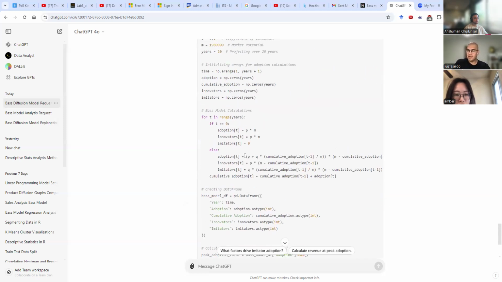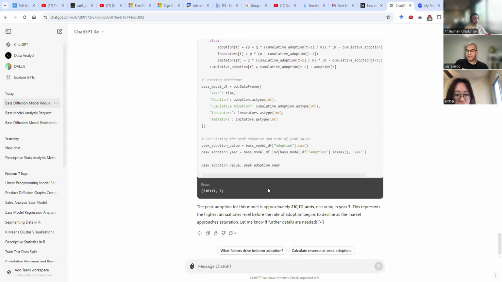Let's see. So when I asked it to calculate the peak adoption, it says on time cycle. What this is saying is the peak adoption would be around 210K units occurring in year 7, or during time cycle 7. If it's years, within 7 years you're going to be seeing the total adoption hit 210,000 units.